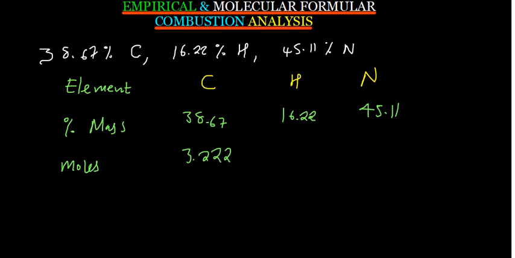Okay, we go to hydrogen. 16.22 divided by 1. Actually, we know that the molar mass for hydrogen is 1, right? So that will be just 16.22. And then go to nitrogen, we have got 45.11 divided by the molar mass, which is 14. That is going to give us about 3.222. So from here now, find the mole ratio. You already see that the smallest number that we have here is 3.22.